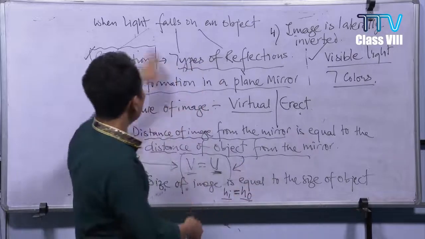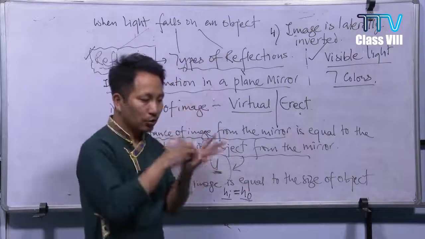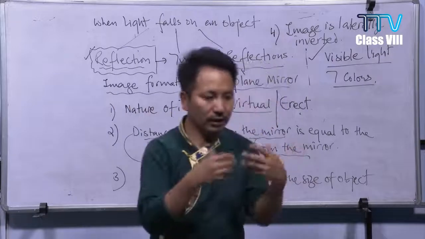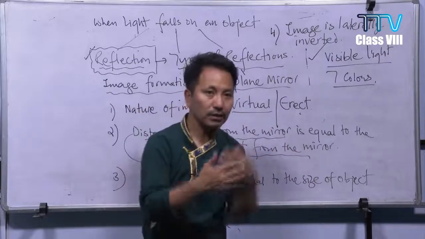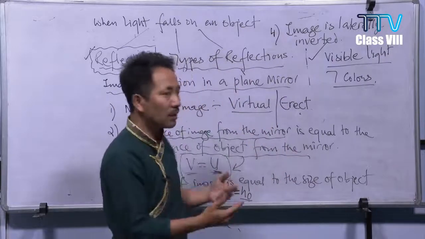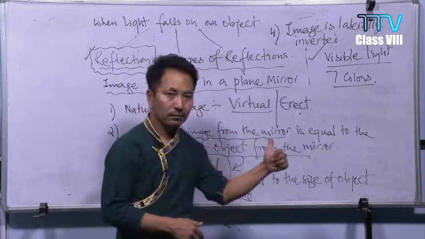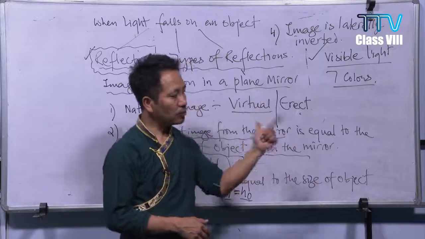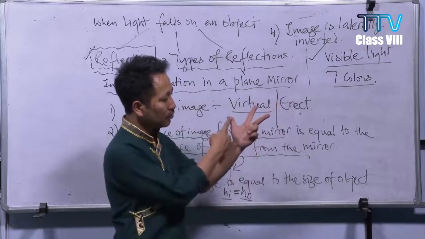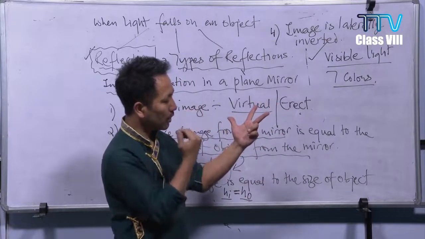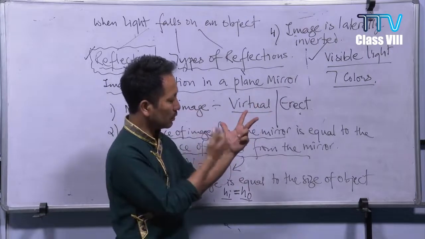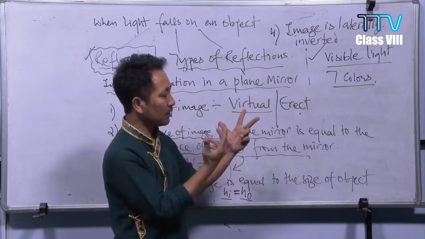What happens when a light ray falls on an object? Three things will happen: reflection, absorption and transmission.